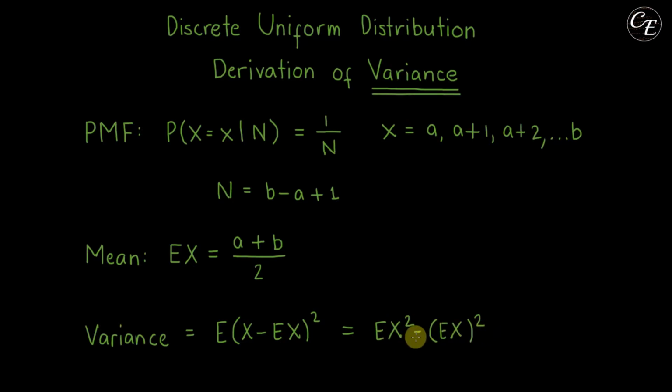This expression can be derived from the first expression if we expand this square term and do some algebra afterwards. Now this expectation of x is equal to this, so we can use this here. So it will become expectation of x squared minus square of this. Then for the expectation of x squared, let us evaluate this.